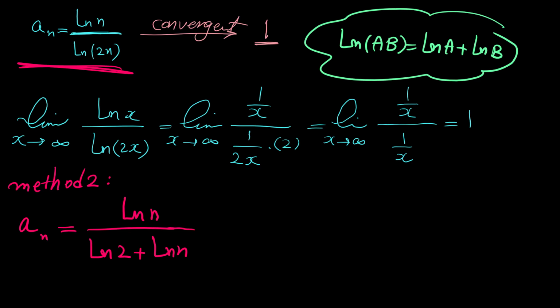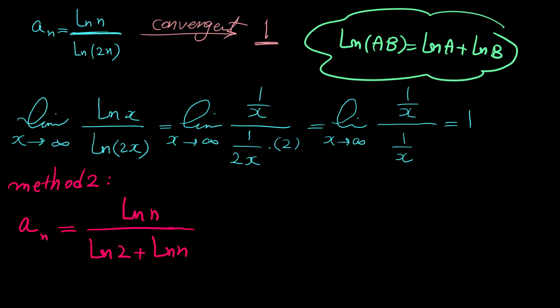This is one of the properties of logarithmic functions. And also for ln we have this property. So we can write ln of 2n in the form of ln of 2 plus ln of n. So far we did nothing, we just rewrote the given sequence in this form.